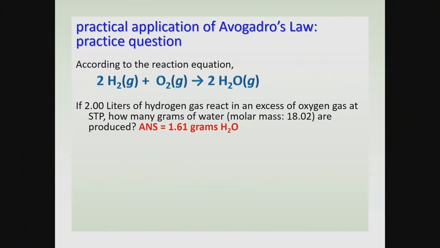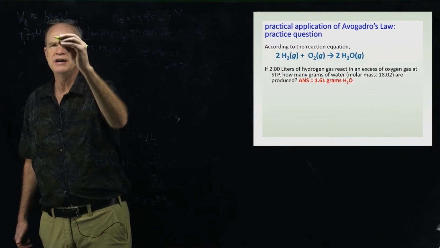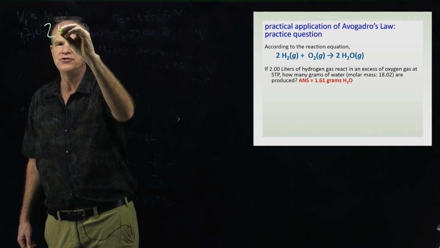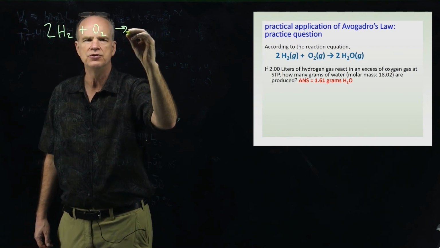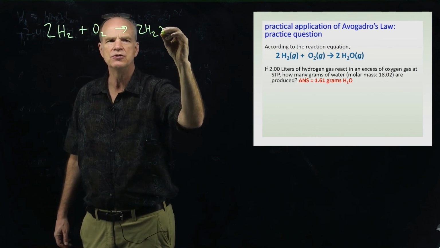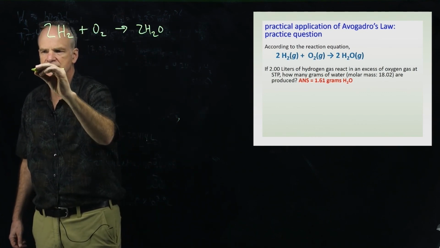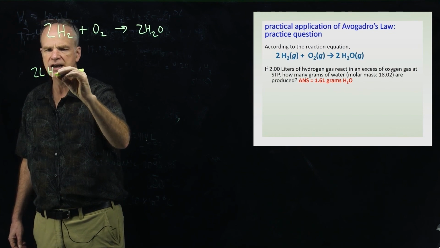Okay, so we have another problem here. According to the reaction equation, which looks like the reaction of formation of water from hydrogen and oxygen, if we have 2 liters of hydrogen react in excess of oxygen gas at standard temperature and pressure, how many grams of water are produced? Let me write this equation out. We have 2H2 plus O2 gives you 2H2O. And we have 2 liters of hydrogen gas.